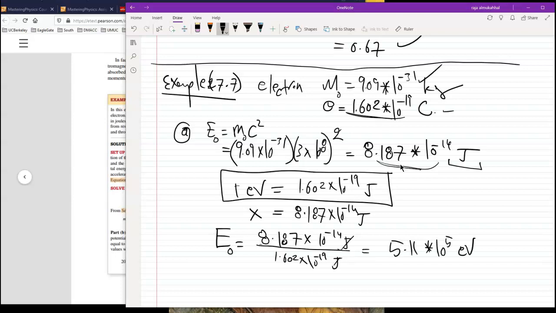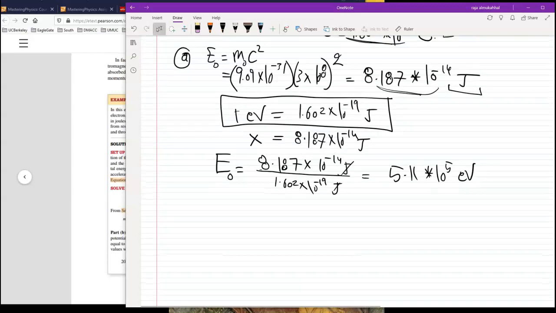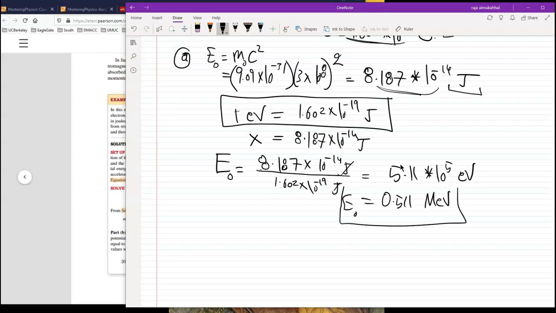electron volt. Now I can convert it to another popular unit, mega electron volt. Mega means 10 to the 6, so you divide this by 10 to the 6, and it becomes 0.511 mega electron volt. Got that? And this is a famous number for the rest energy of the electron, 0.511 mega electron volt. Got it, guys? Okay.